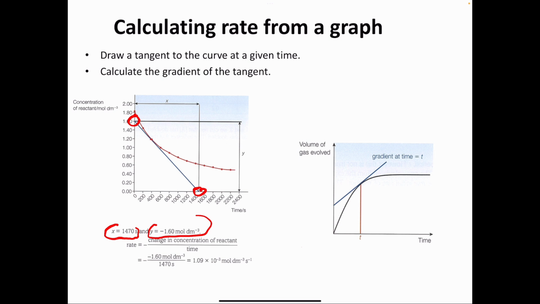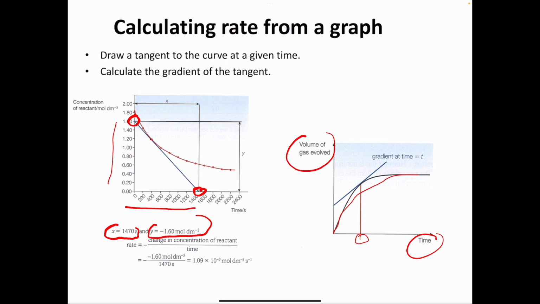So this is going to be the change in the y value divided by the change in the x value, and then they got 1.09 times 10 to the power negative 3 mol per decimeter cubed per second as the gradient. Also, if you have a volume of gas evolved versus time and a curve is drawn in this manner, we can draw a tangent at a specific time and use that tangent to calculate the rate at that particular time.